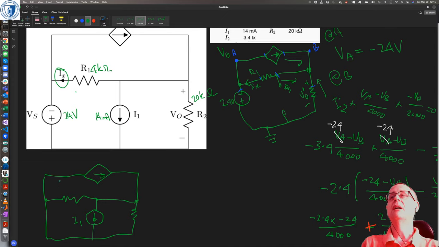Okay. And again, that's 4,000 ohms. That's 20,000 ohms. And this one is 3.4 IX. And again, IX is going that way. Okay, so again, I'll do the same analysis. I'll use nodal analysis, and I'll choose the same node names. So that's node A, and that's node B.